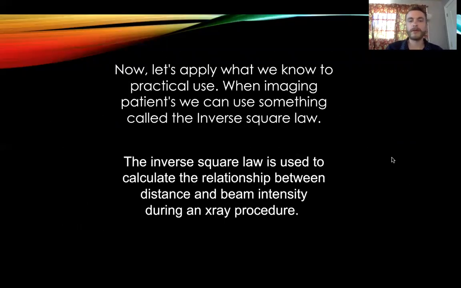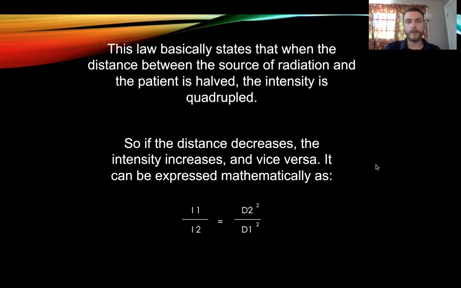So let's apply what we know to practical use. When imaging patients, we can use something called the inverse square law. The inverse square law is used to calculate the relationship that exists between the distance of the beam, the originating point of the beam, and the patient. So this law basically states that when the distance between the source of radiation and the patient is halved, the intensity of the beam is quadrupled. So if the distance decreases, the intensity increases, and vice versa.